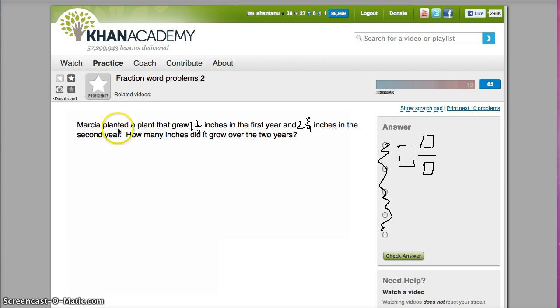We could have something like: Marsha planted a plant that grew 1.5 inches in the first year and 2 3/4 inches in the second year. How many inches did it grow over the 2 years? And you can do various permutations of this. You could have how much people walked, how far they rode their bike, how far they drove their car, how much something grew. Just come up with as many possible permutations as you can. But the net is you're going to have two numbers, sometimes just regular fractions, sometimes mixed numbers, that you're either adding or subtracting.